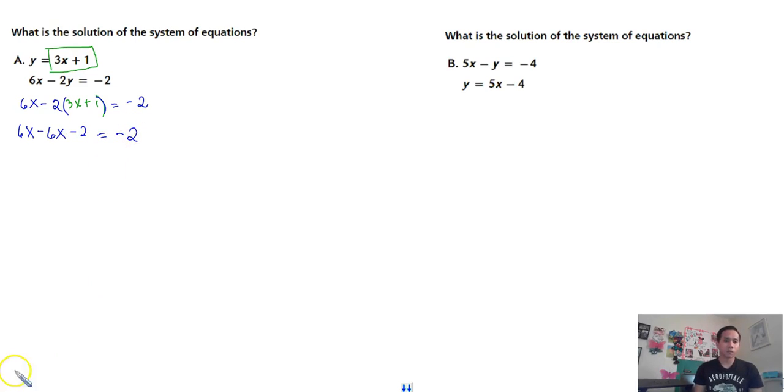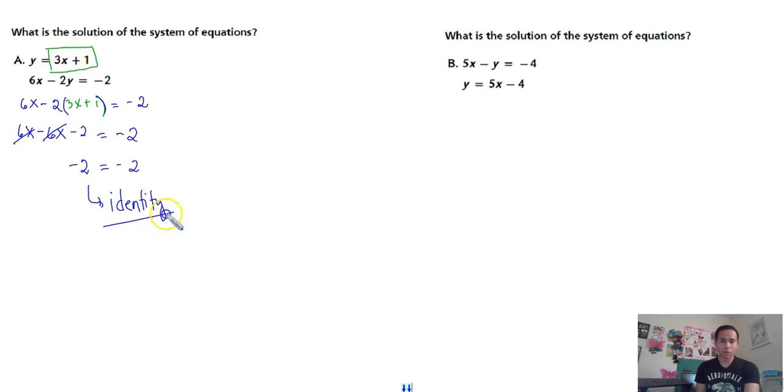As you can see here, 6x minus 6x will be cancelled out. It will become 0. So this will be cancelled out because 6x minus 6x is 0. So you have negative 2 is equal to negative 2. And we don't have any variable in that case already. Therefore, you can now say that the statement negative 2 is equal to negative 2 is an identity.